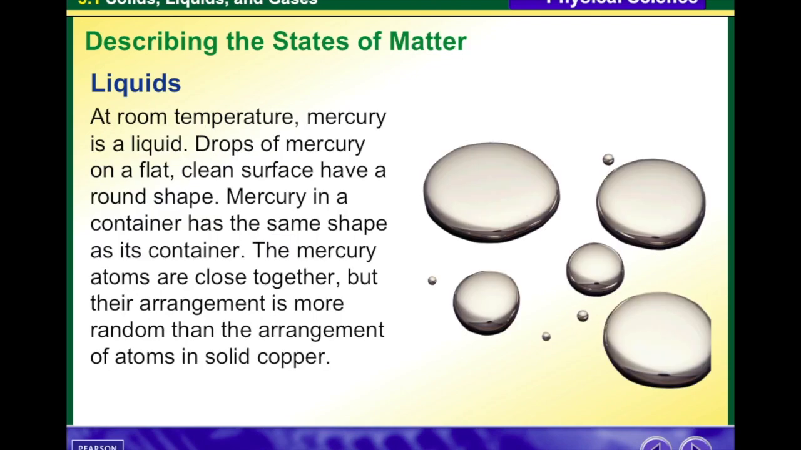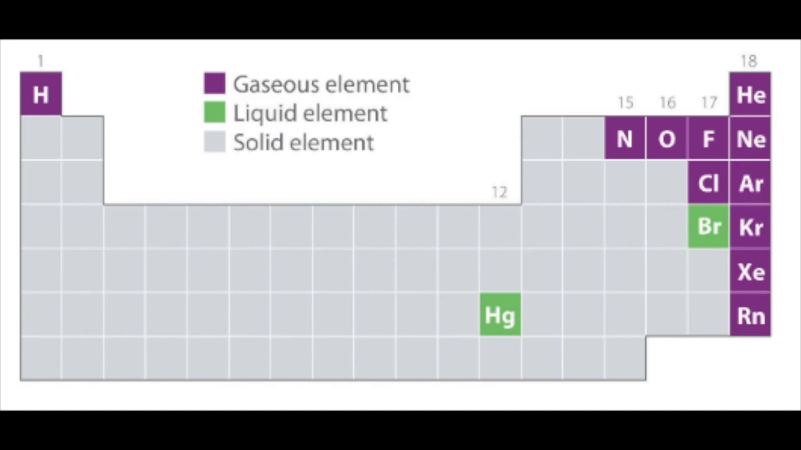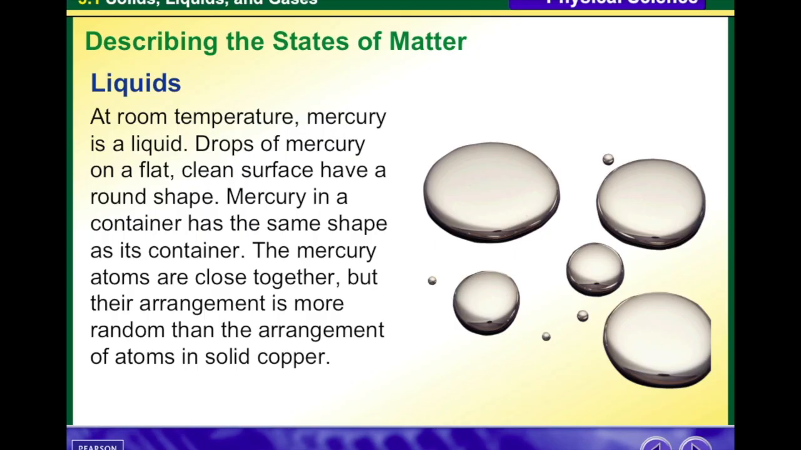For example, at room temperature, mercury is a liquid, one of very few elements on our periodic table that exist as liquids, and the only metal. Drops of mercury on a flat, clean surface have a round shape. It has a tremendous amount of surface tension. There is cohesion between the atoms of mercury.